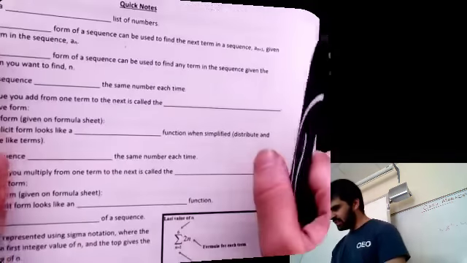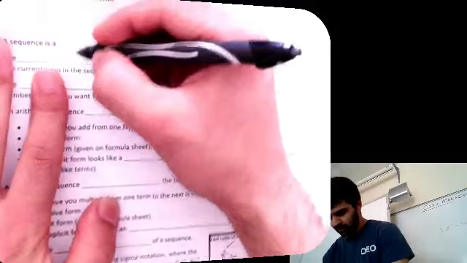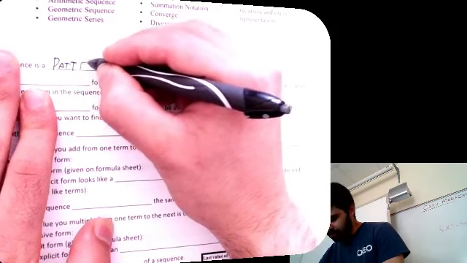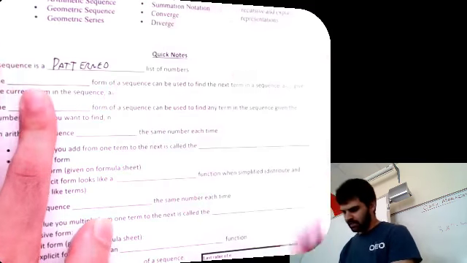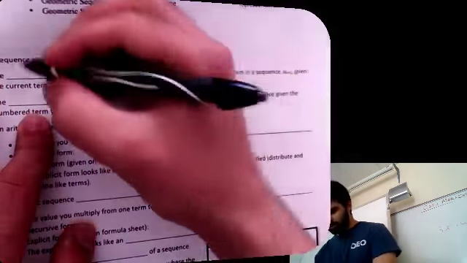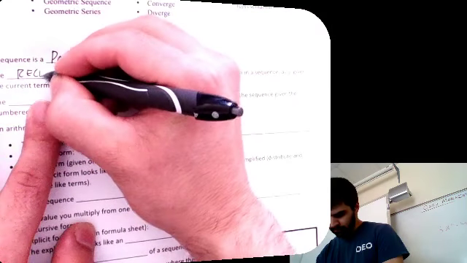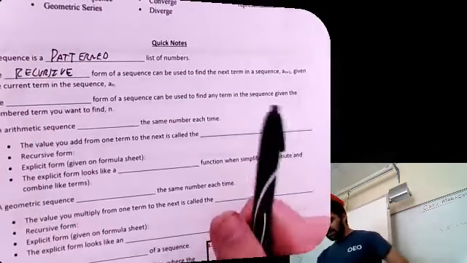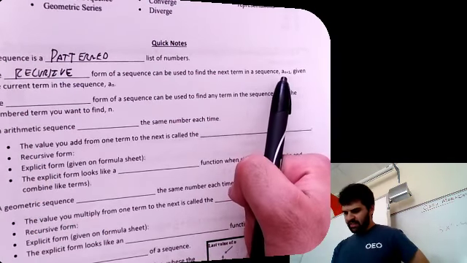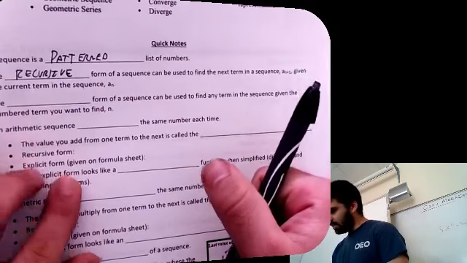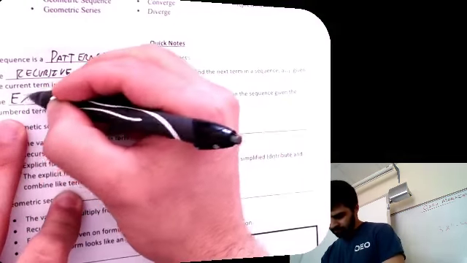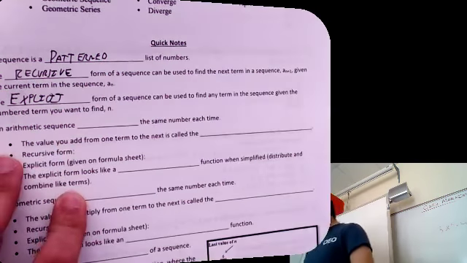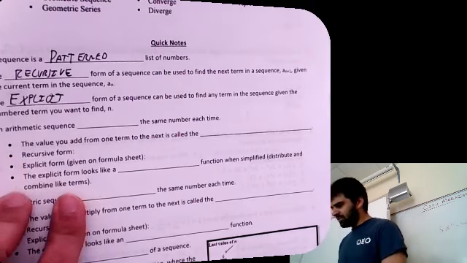A sequence is a patterned list of numbers. The recursive form can be used to find the next term of the sequence, an plus 1, given the current term, an. The explicit form can be used to find any term of the sequence given the numbered item you want to find, n.